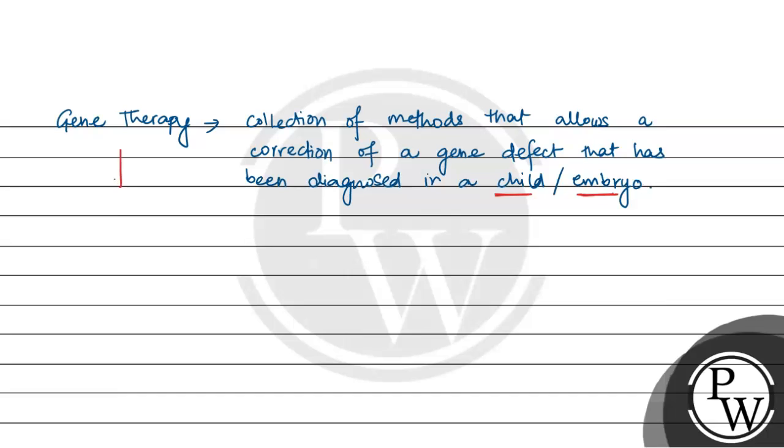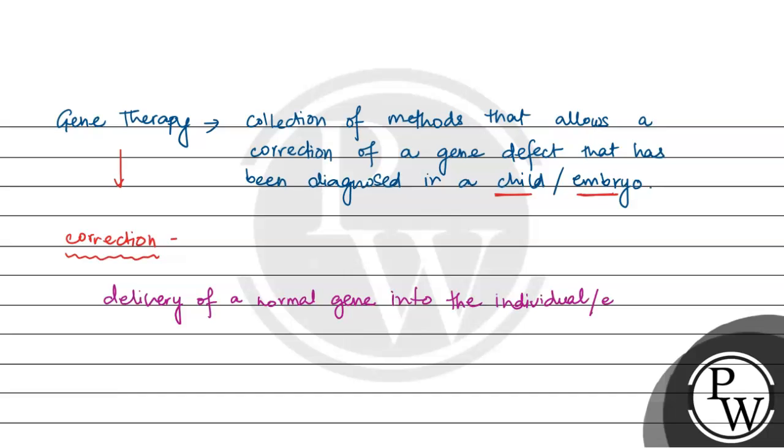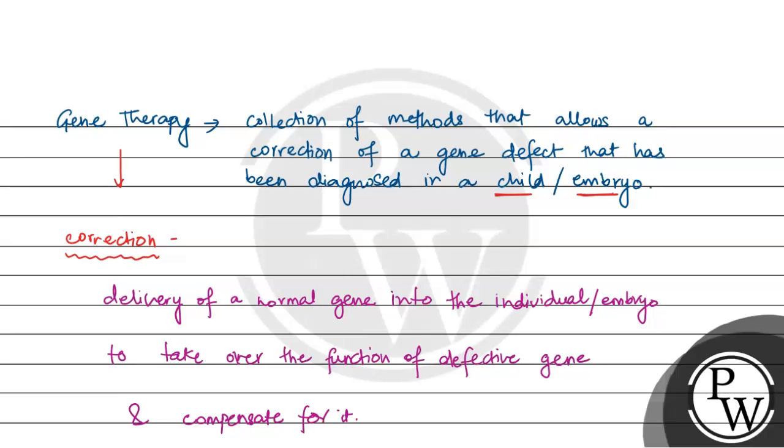How it is done is basically जो correction होता है, it involves the delivery of a normal gene into the individual or the embryo जिसमें भी gene therapy देना है, to take over the function of the defective gene and compensate for it, ताकि वो डिफेक्टिव जीन का उसको टेक ओवर करके कॉम्पनसेट कर दे.